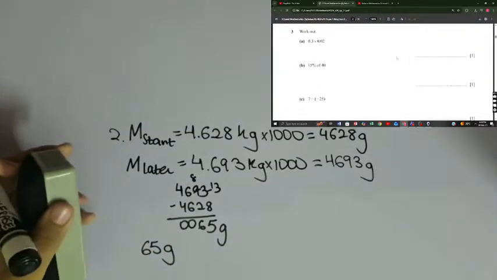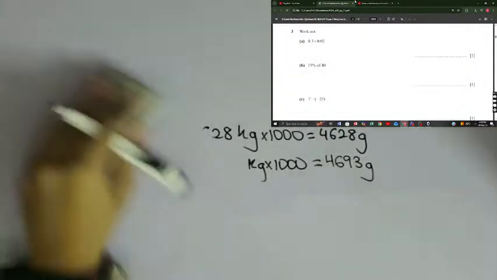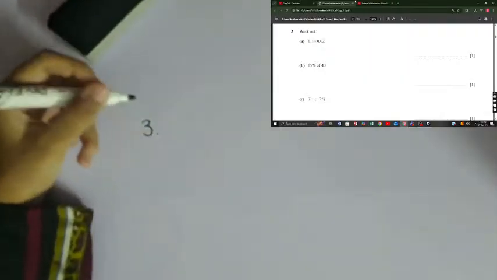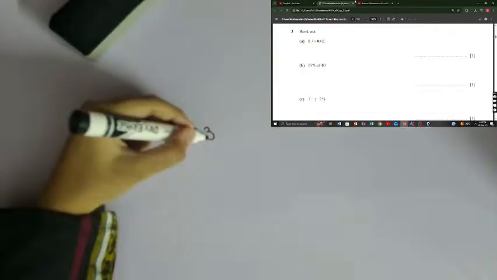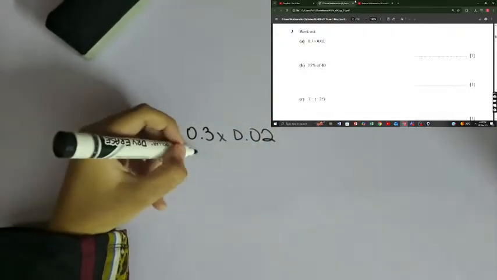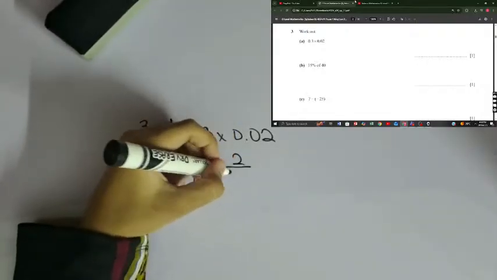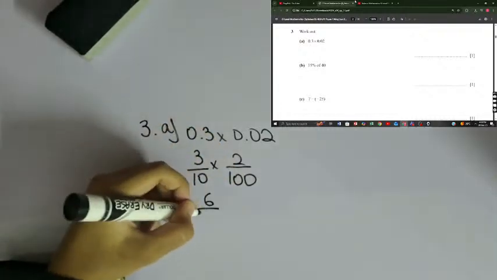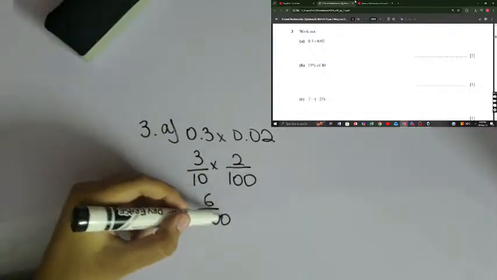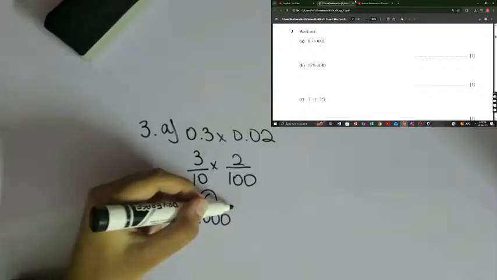And next, let's go on to question 3. Okay, question 3 basically asks us to work out some decimals, right? So first we have 0.3 times 0.02. Now what to do in decimals is that I have a workaround to make it easier. We can rewrite 0.3 as 3 upon 10 and 0.02 as 2 upon 100. When we multiply this, it becomes 6 upon 1000. Now we can move 3 decimal places back because that's what 1000 means. So 1, 2, and 3. So our answer finally is 0.006.